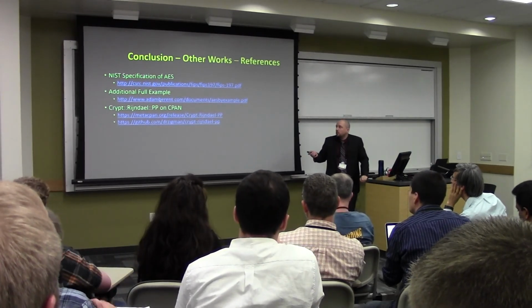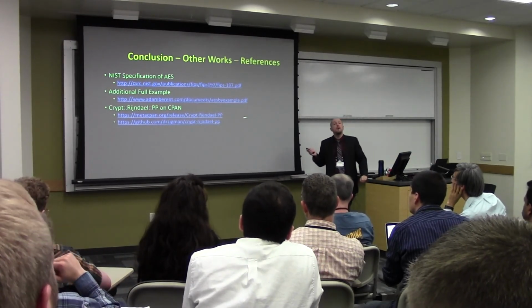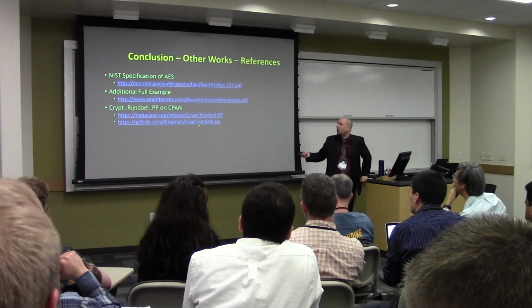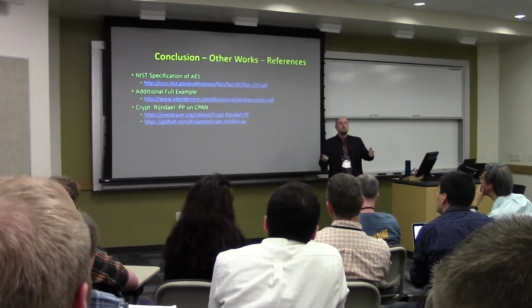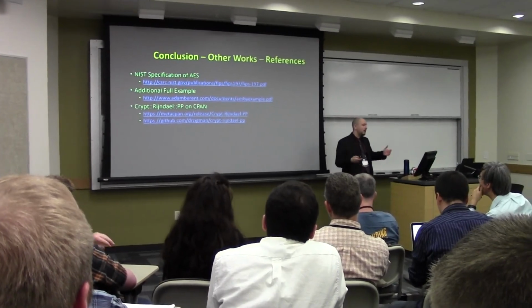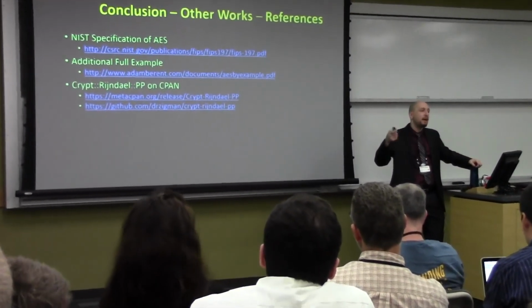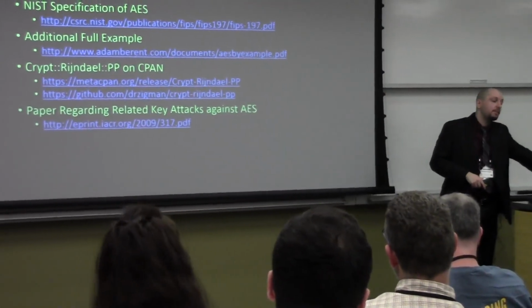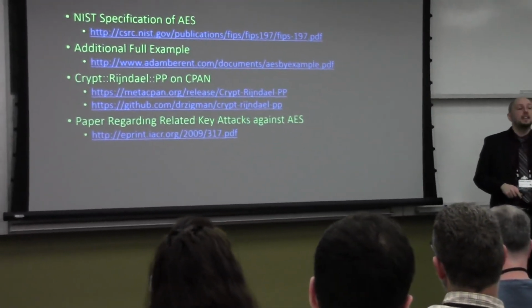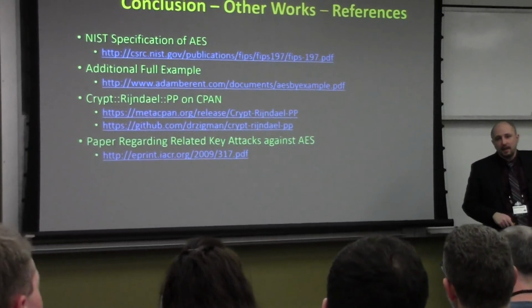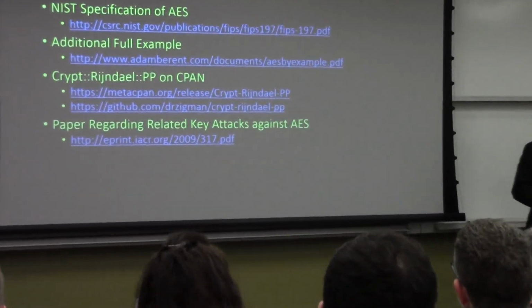This is Crypt Rijndael pure Perl. You can see how I've performed every step, and if you look on GitHub, you can actually see when I used to do it using pmod and the Galois field instead of just having it in memory and pulling it out. There is a paper regarding the related key attacks against AES. A lot of the math is pretty heavy in that, but it is interesting.